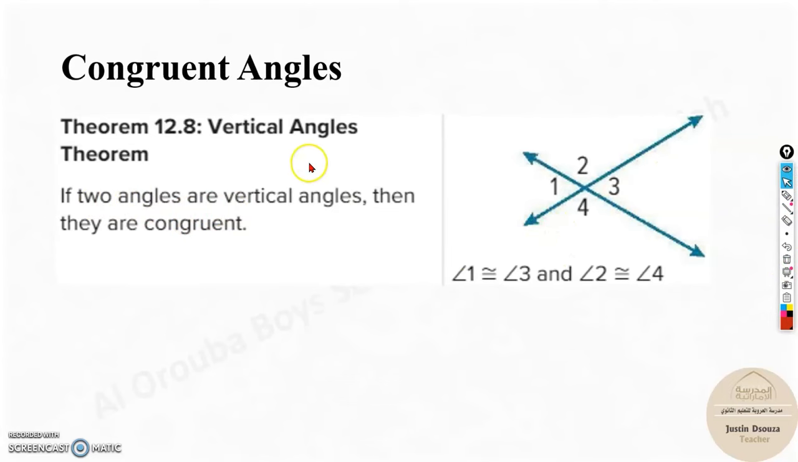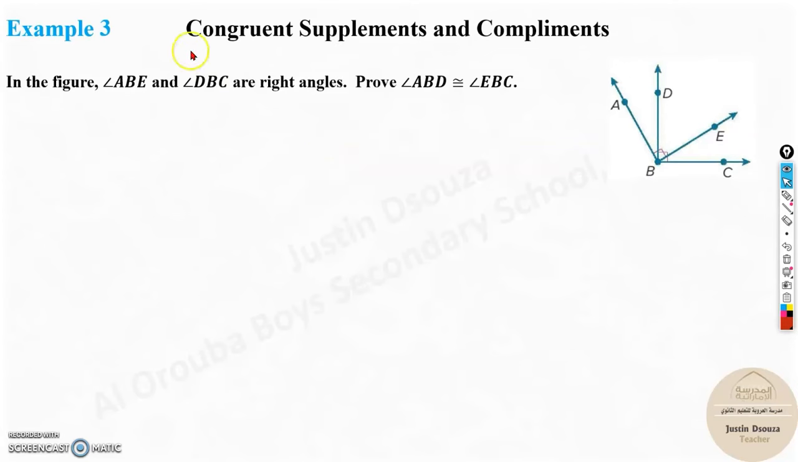Okay. Now let us solve a couple of problems. Over here we have a figure given to us. Angles ABE and DBC are right angles. We need to prove that ABD and EBC are congruent. Now remember, they have asked us to prove. This will generally be a writing question.